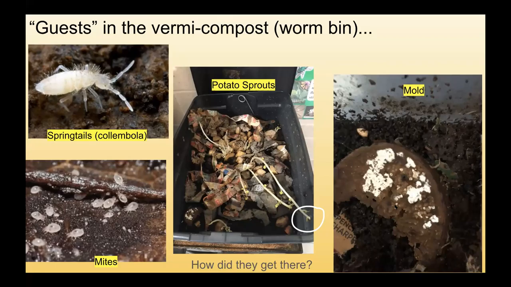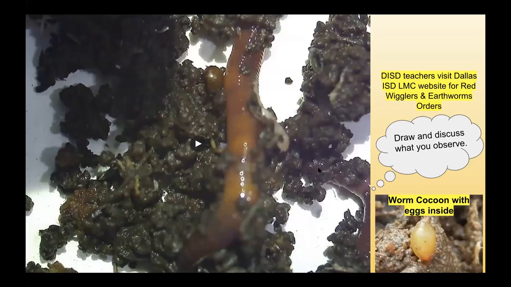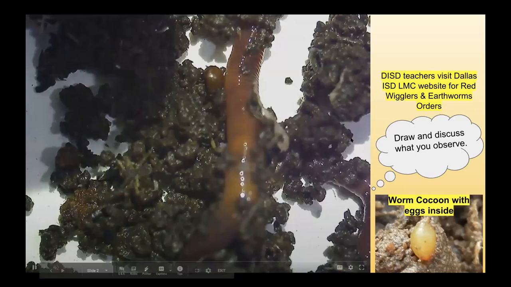So here is a little video of the worms actually moving. You're gonna be a good scientist. You're gonna see if you can draw and maybe discuss what you are observing. And I have a little scavenger hunt for you guys. See if you can find a worm cocoon. The worm cocoon is gonna be an orange or yellow spherical shaped thing, and it actually has worm eggs inside. So as I play the video, keep an eye out for the worm eggs and the tiny little insects and creatures that are moving around the soil.